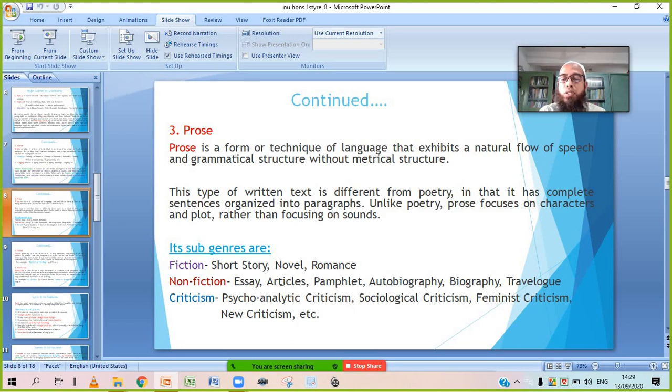Articles in journals, articles and essays, and criticism are also subgenres of prose. There are different types of criticism, mainly psychoanalytic criticism, sociological criticism, feminist criticism, and new criticism, which are famous. So this is prose. Prose means fiction, non-fiction, and criticism. These are not written in poetry or metrical form. There is no metrical structure.